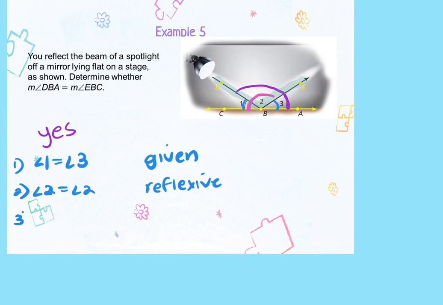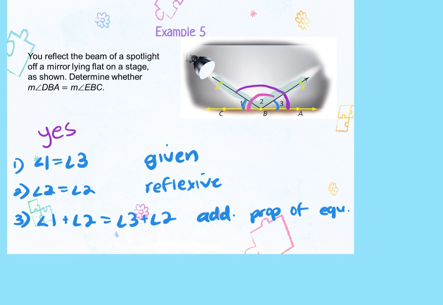And then we added angle 2 to each. We did angle 1 plus angle 2 equals angle 3 plus angle 2, and that's the addition property of equality. We added the same thing to both sides. This whole thing is how a step-by-step proof would work. Right now it's just asking you what it is, but eventually it's going to ask you to come up with a proof to describe that.